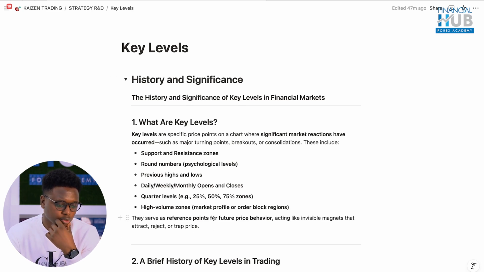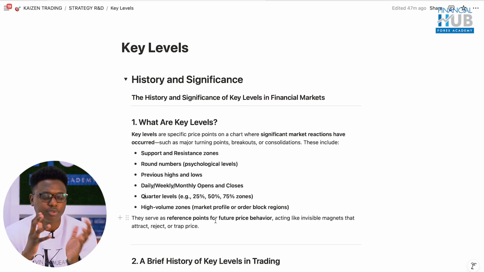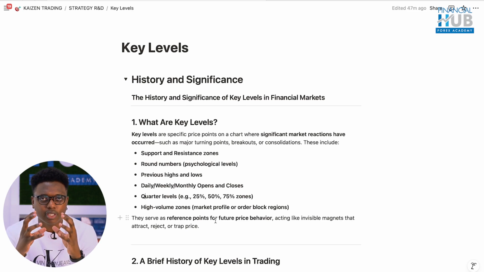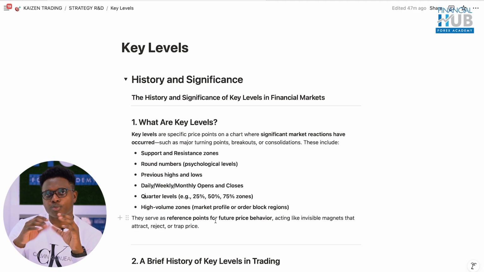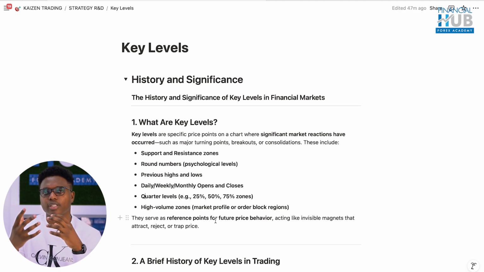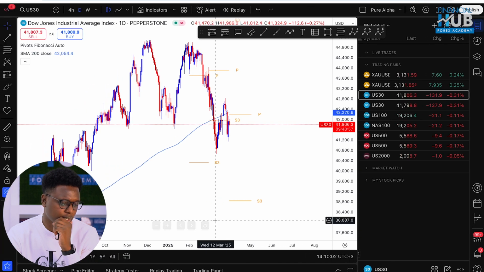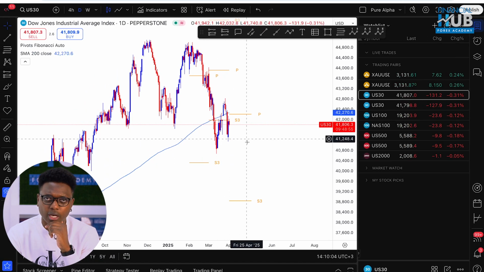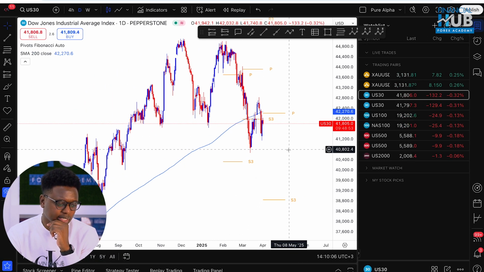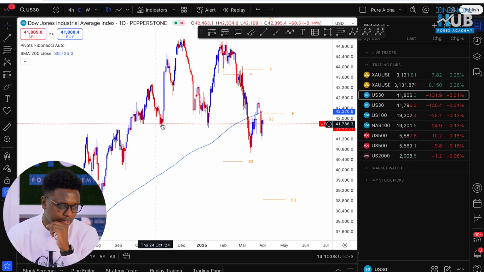They serve as reference points for future price behavior, acting like invisible magnets that tend to pull the market to that level, and they attract, reject, and trap prices. You'll see later, I'm going to show that at this level is where you're going to see a lot of volume and volatility, just because the market has come to a key level and there's a lot of fluctuation. That's what I'm currently experiencing right now with the Dow Jones and the indices. You can see the market has come to a level here.